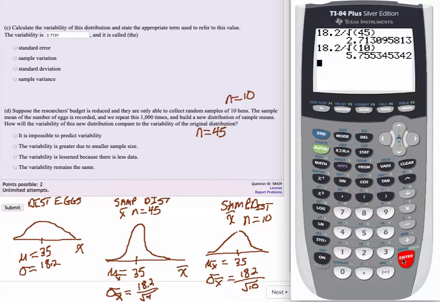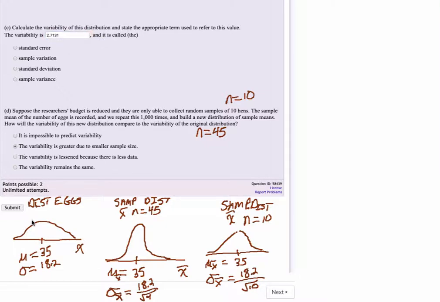So the standard deviation went up. So what does that all lead to? That was a long way of saying that the variability is greater due to the smaller sample size. So bada bing, bada boom, it's that one, okay?